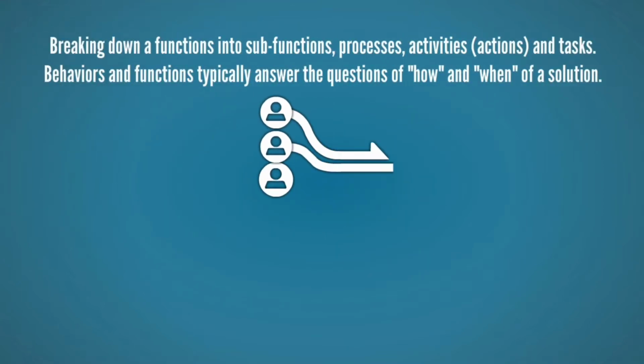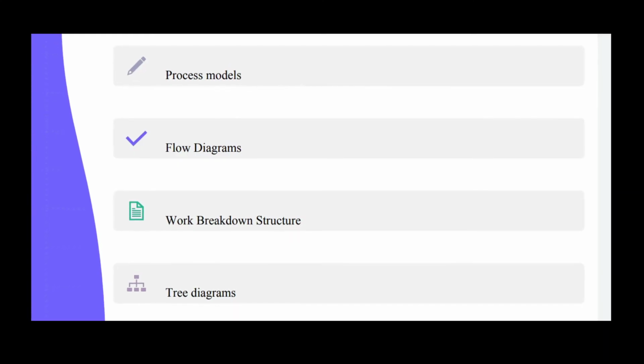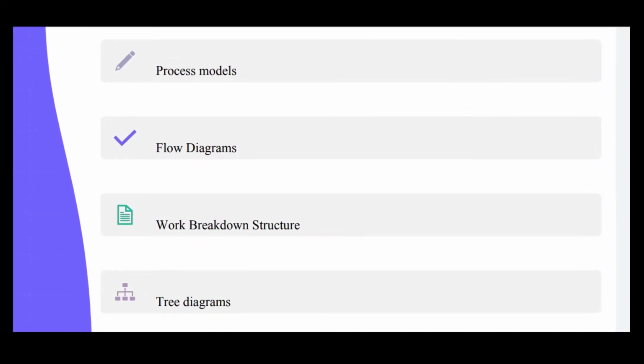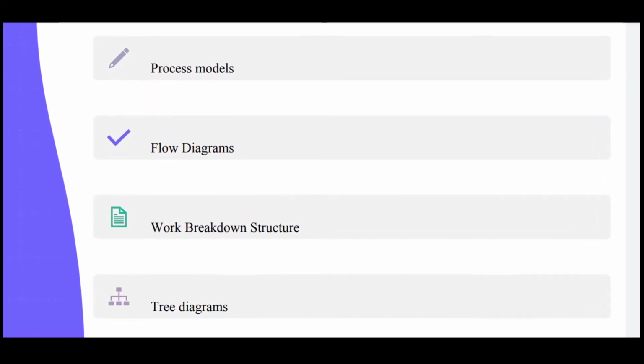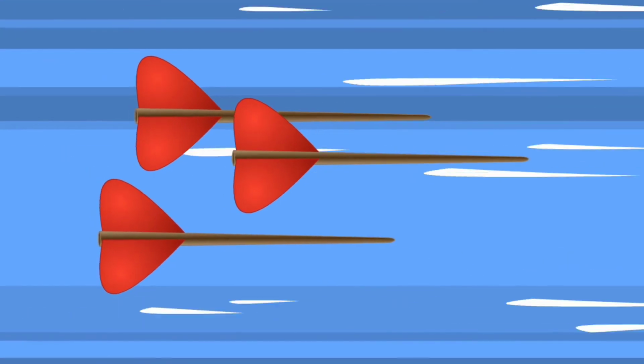Behaviors and functions typically answer the questions of how and when of a solution. This typically includes process models, flow diagrams, work breakdown structure, tree diagrams. Goal decomposition: breaking down high-level business needs into measurable objectives and tasks. Goals typically answer the question why of a solution.